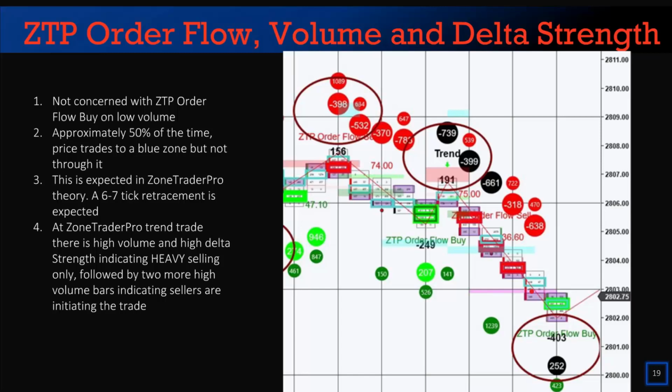And then down here at the bottom, again, we see a ZTP order flow buy signal. And like I talked about before, this is not a signal where we necessarily want to be entering a trade. That is high risk down there, but it is an excellent signal if it's occurring down here to be getting out of that trade.